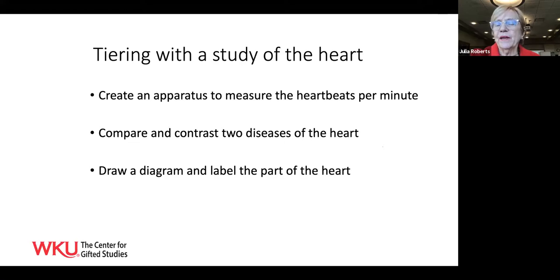Students could draw a diagram and label the parts of the heart.